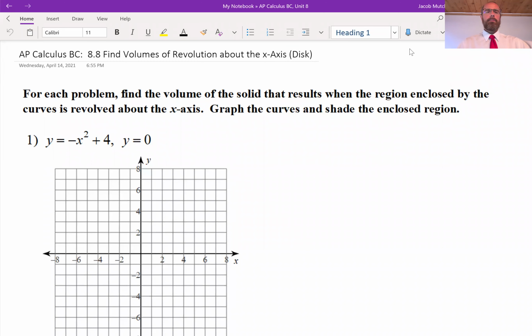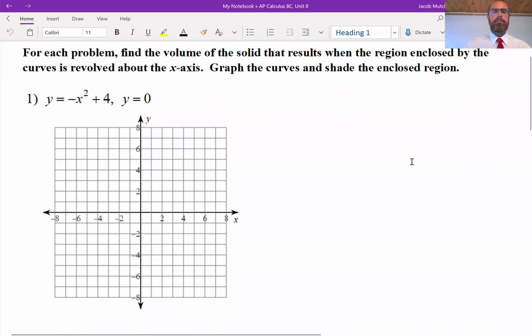Welcome to Calculus. Today we will investigate how to find volumes of revolution about the x-axis, and we'll look specifically at the disk method. We'll take a look at two examples. Our first example involves the function y equals negative x squared plus 4, and we're considering the graph between that and the x-axis, which is the line y equals 0.